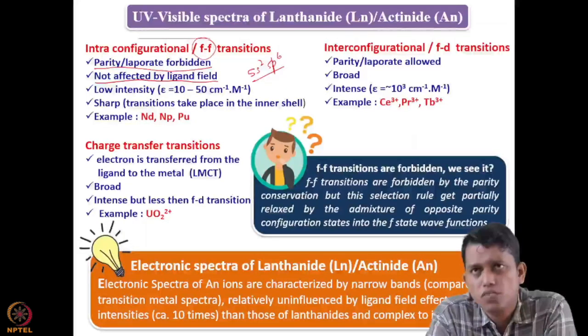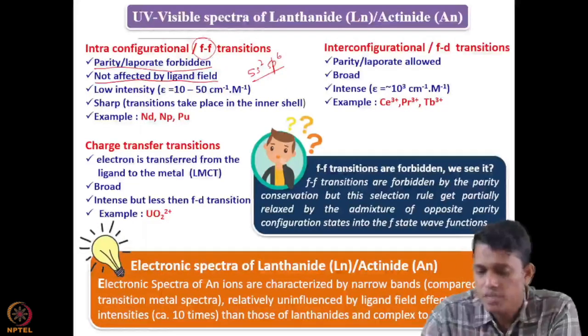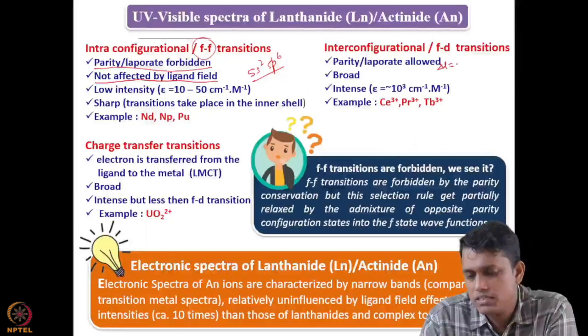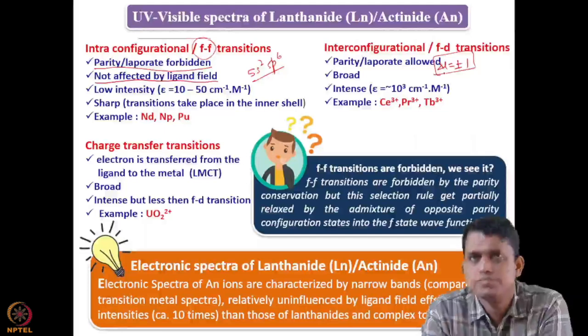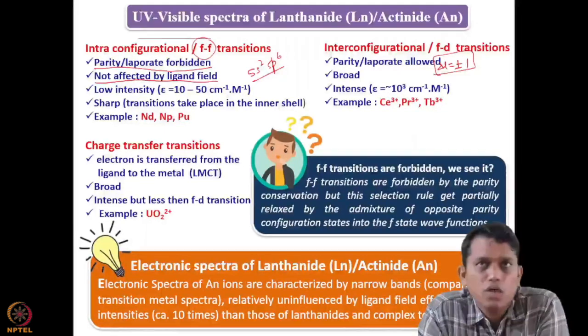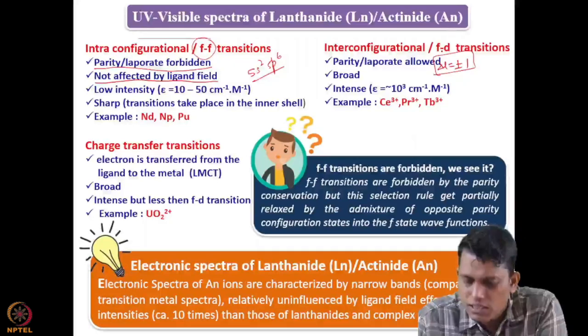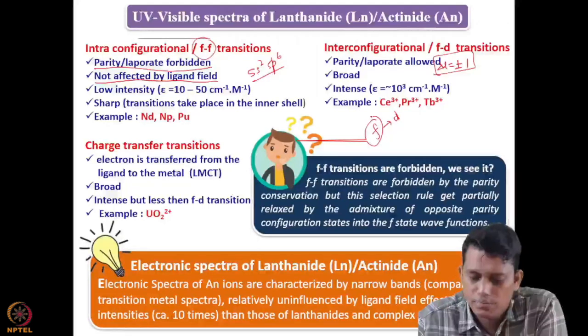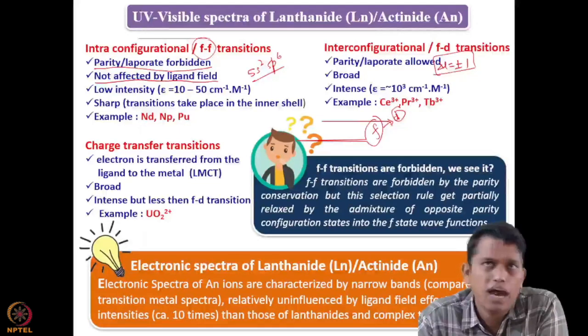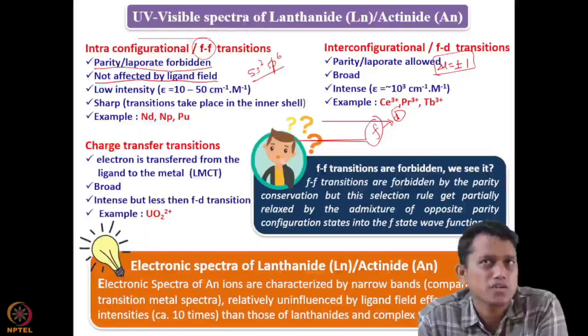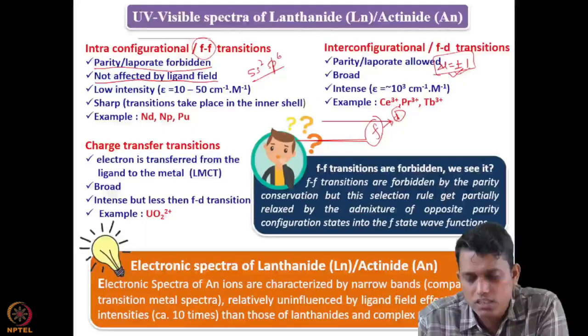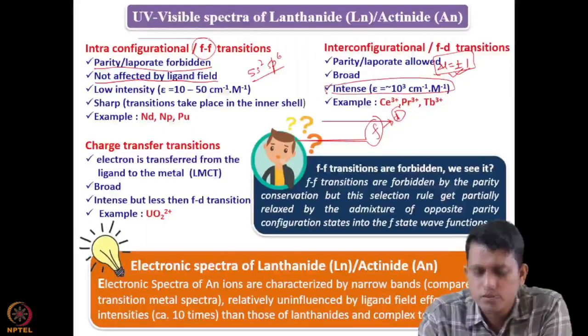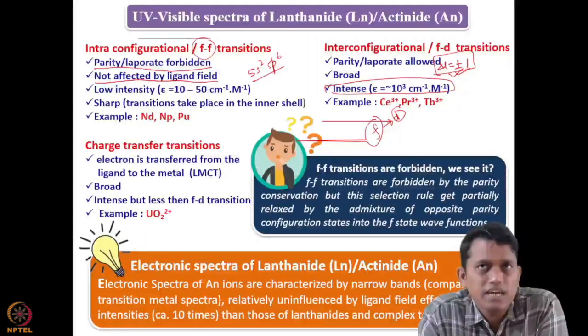Then we come to the interconfigurational transition, that is FD transitions. As we can see here, the delta L is following the Laporte rule. So these are fairly allowed transitions. But again, as we see, the electron is going from F to D, which is not that shielded. Because of that, its broadness is quite on the higher side compared to the intraconfigurational transitions. And since it is an allowed transition, it is also intense. Some examples are tripositive cerium, praseodymium, and terbium.